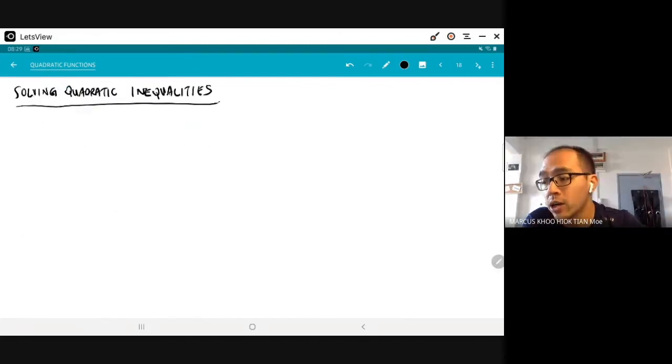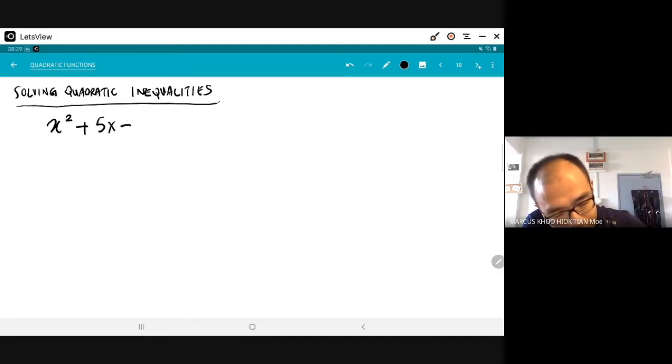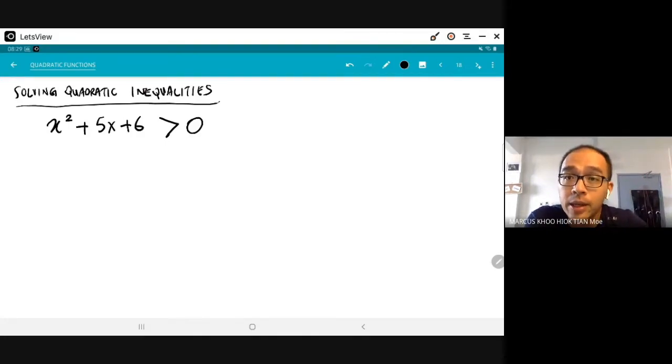Now we have a quadratic inequality. For example, okay, x squared plus 5x plus 6 is more than 0. For example lah, begini. Okay, is more than 0. Now, in the textbook, actually, dia ada 3 cara lah, which is the graphing method, the table method, and the number line method. But today, I just want to show you the graphing method. Okay, so how do you solve a quadratic inequality?